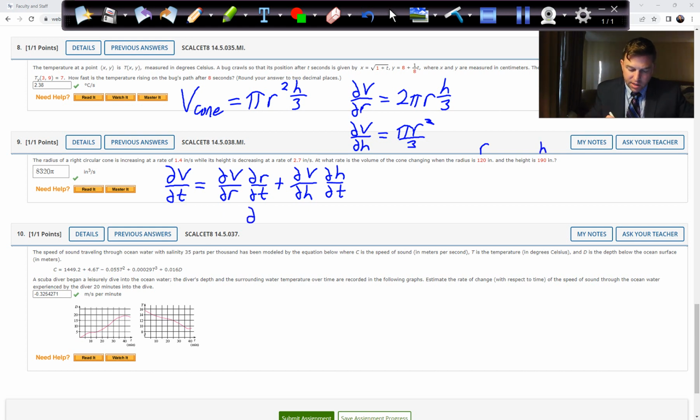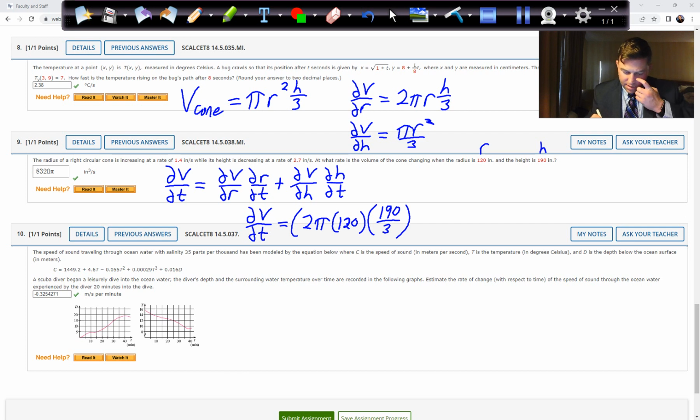So the change in volume with respect to time is dV/dr, which is 2 pi r h over 3, so it's 2 pi times the radius, which is 120, times the height, which is 190, divided by 3. All of that is dV/dr. Now dr/dt is the change in radius with respect to time. That's a number they gave us. It says the radius is increasing at a rate of 1.4, so this is 1.4.